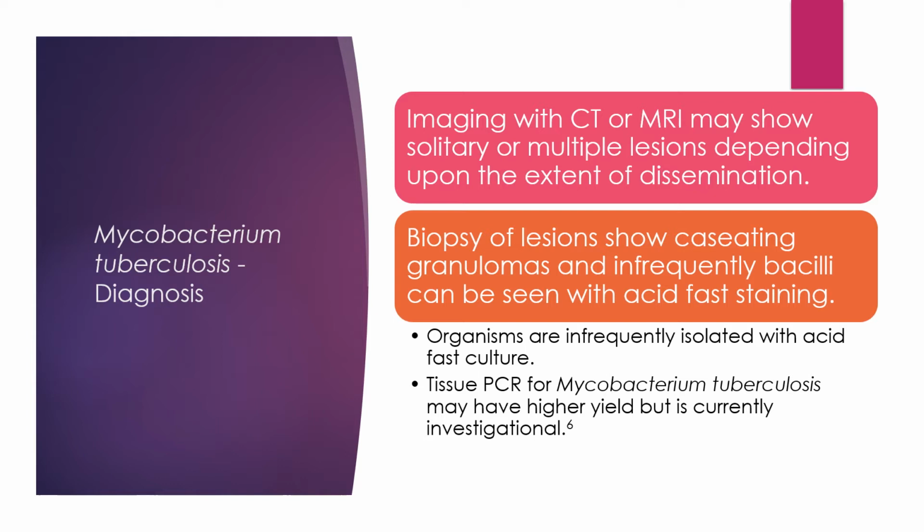And then diagnosis. So imaging, depending on the type of dissemination to the liver, can show either solitary or multiple lesions. And if you biopsy these focal lesions, you can sometimes see the actual acid-fast organism, but it's relatively infrequent, and isolating it by culture is also sometimes difficult. Something that we have been using more recently is, on these types of specimens, adding a Mycobacterium tuberculosis PCR. Investigational, not technically approved in a lot of these instances, but can help you with the diagnosis.